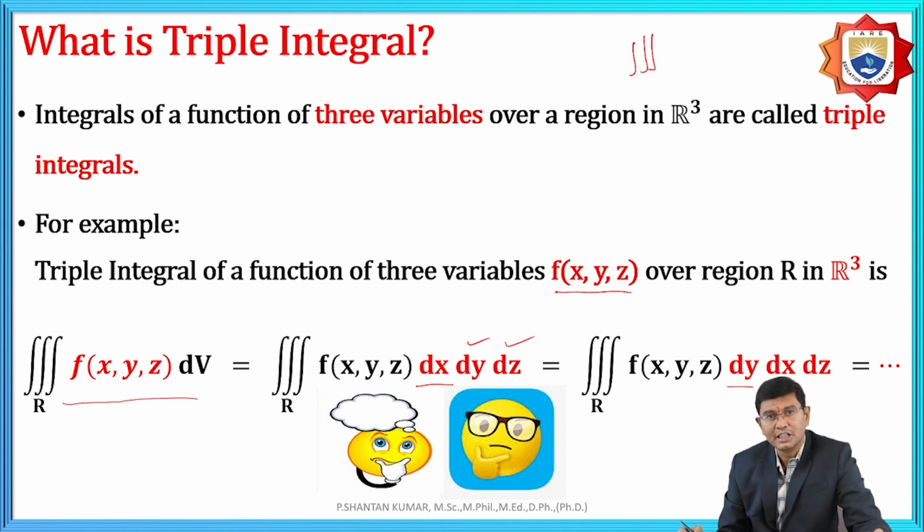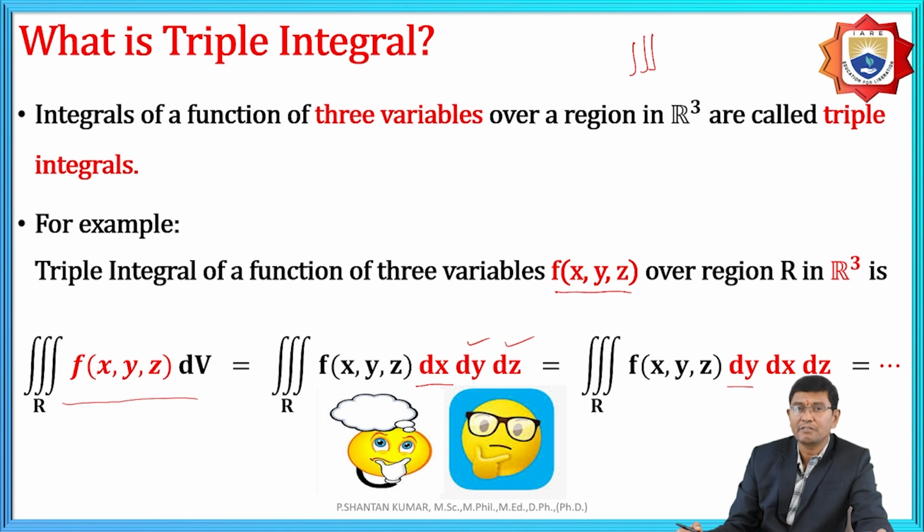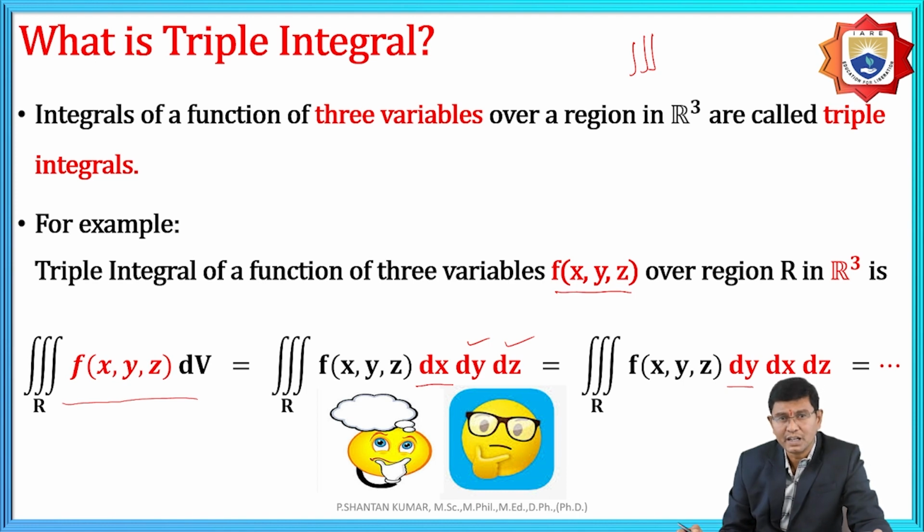This is especially for the case when the limits are constants. For example, if the limits are variable, that means the inner limits, upper and lower, depend upon variables, and we need to follow different instructions. But in today's class we are going to discuss triple integration where the limits are constants, and how to find the solutions.